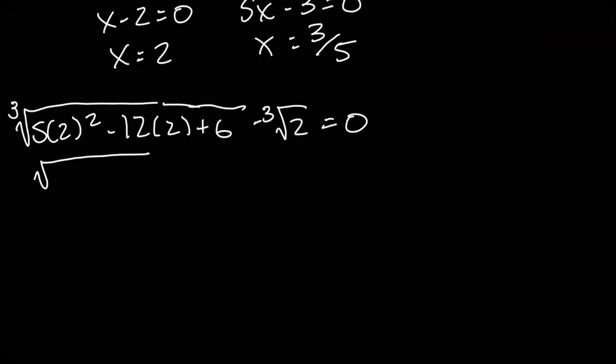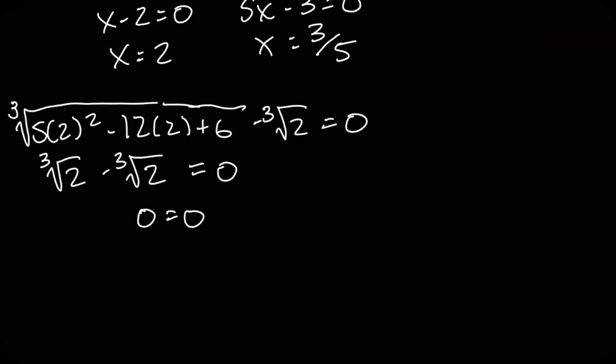And this will get you the cubed root of 2 minus the cubed root of 2, all equal to 0. So the cubed root of 2 minus the cubed root of 2 is equal to 0. So we will have 0 is equal to 0, which makes sense. So we will keep the x is equal to 2.